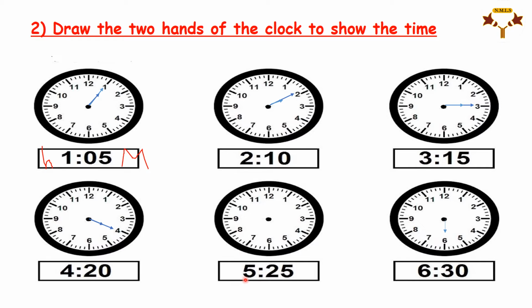Number 5. Here we have 5 in hours and 25 in minutes. We start by shorthand to represent hours, then it will be at 5. Okay? And we want to represent minutes. We have 25 minutes, and then we start: 1 means 5, 2 means 10, 3 means 15, 4 means 20, and 5 means 25. Then we will draw longhand at 5.